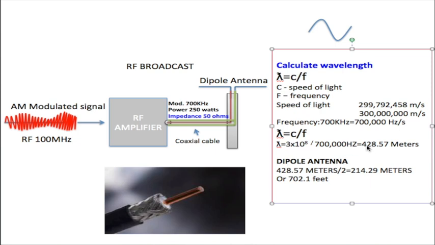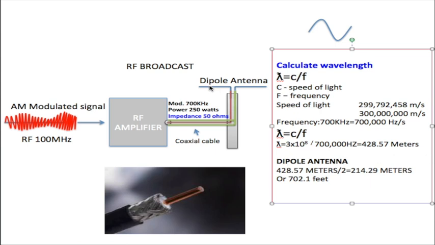And the answer would be 428.57 meters. This is the length of this wave. When this 700 kilohertz signal is being broadcast out to the airways, a wavelength of 428.57 meters will be created. That's the length of the wave.